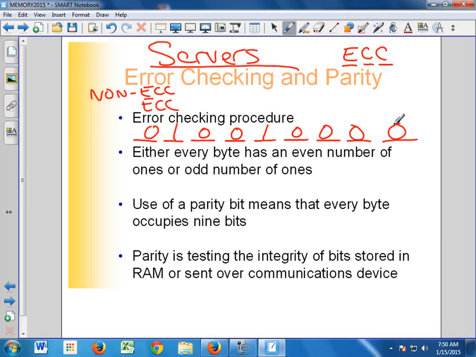So that every time it writes, it double checks to make sure that things make sense, and then when it reads it, it double checks it again. Error checking memory is slower because it does this every single time it reads and writes. Supposedly it doesn't mess up as much for a server, that's why they have it, okay? But you can't put ECC in a non-ECC machine and vice versa.